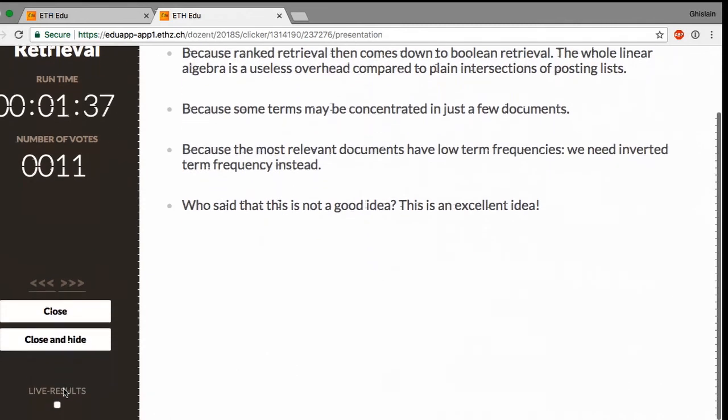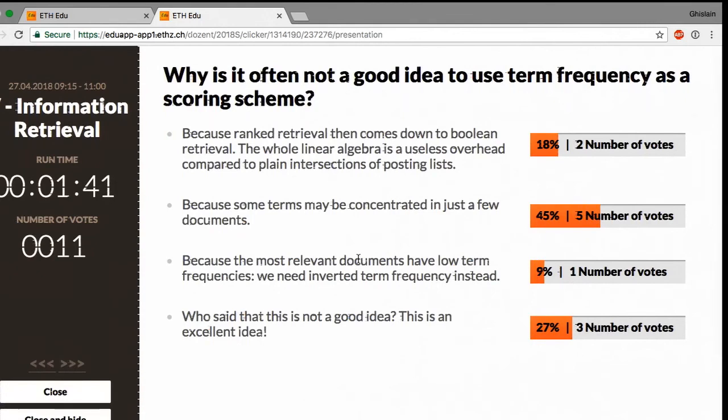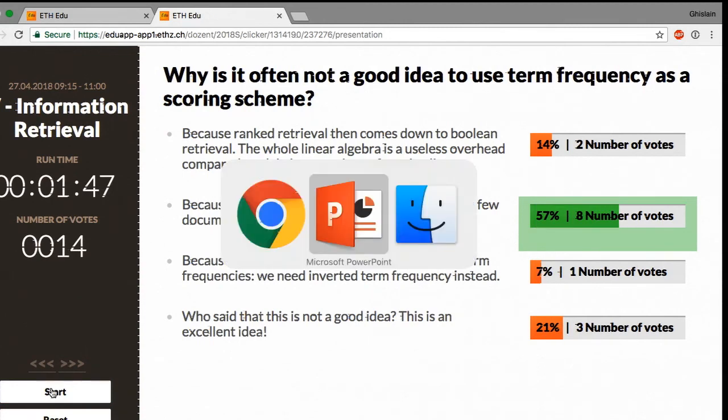Let me see what you answered. Very good. The majority is right here. Yes, this is exactly the reason. All the rest is just made up and doesn't make any sense.